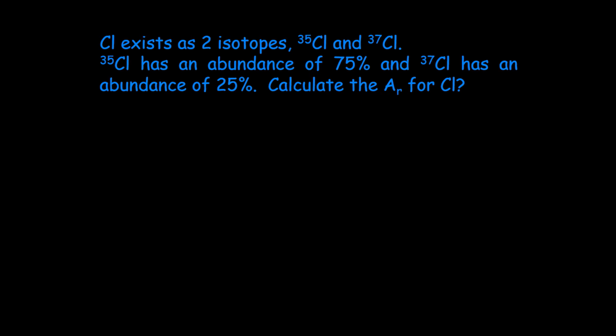So to calculate the Ar for chlorine, you're going to multiply the mass number, which is 35, times its percentage abundance, plus 37, which is the mass number of the second isotope, by 25, which is its percentage abundance, all over 100. And that gets you 35.5.